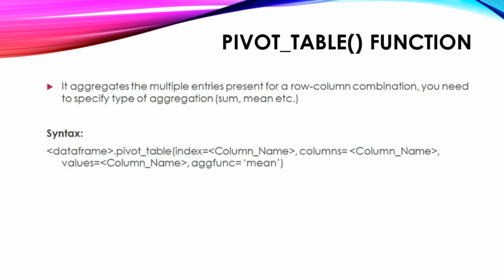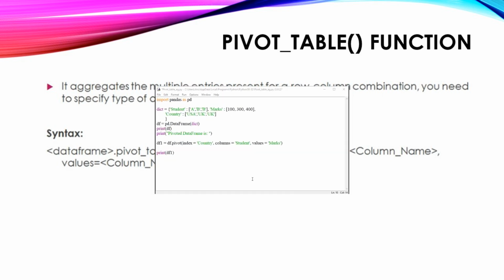We will see the syntax. DataFrame.pivot_table with 4 attributes: index, columns, values. These 3 attributes we have seen in the pivot function work the same for pivot table. And there is one more attribute, aggfunc. Aggfunc is nothing but to specify what aggregation function has to be used with the same multiple entries. Now we will see practically the use of the pivot table function.